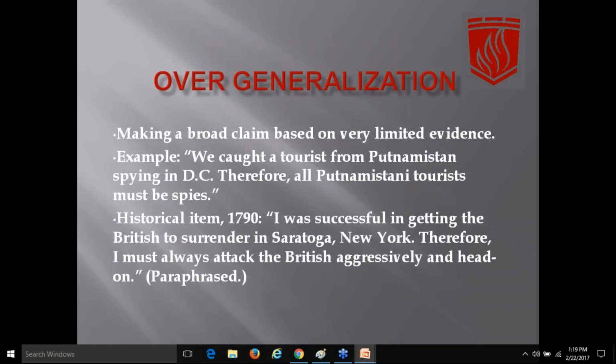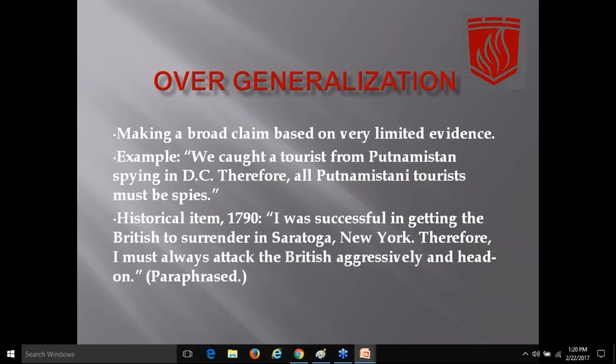The next argumentative fallacy, and probably one of the more commonly used, is overgeneralization. And again, we said that induction was that key intersection of the process for intelligence analysis. So some generalization has to happen, but certainly there are times throughout history where overgeneralization on a grand scale took place. And overgeneralization is making a broad claim based on very, very limited evidence.